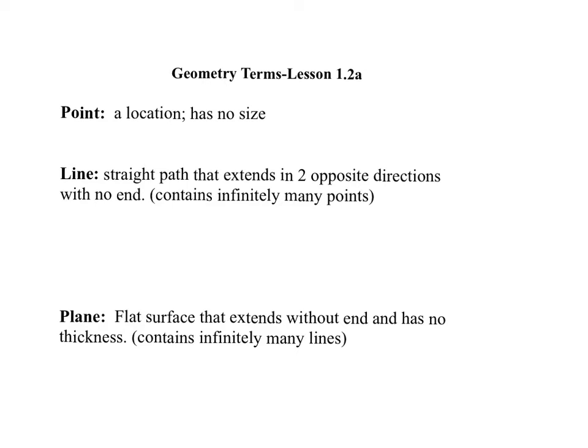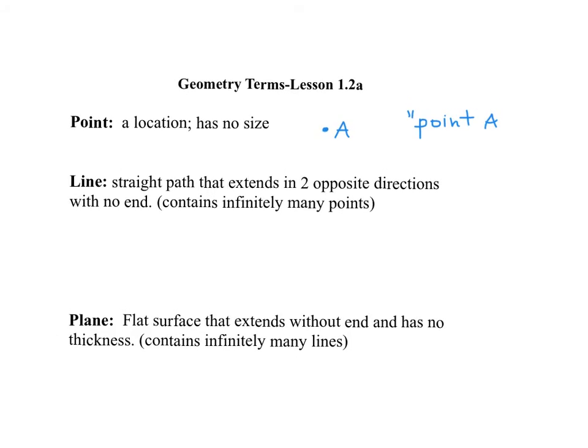So when we talk about a point, you're going to write it like this. A point will look like just a little dot, okay? And then we always put a letter behind it. So if I'm talking about point A, it'll look like that. The way you say that is point A. So this is what it looks like. This is how we say it. Okay, point A.